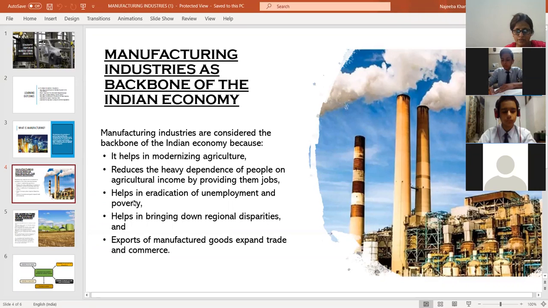Okay, next third point is helps in eradication of unemployment and poverty. So manufacturing industries are not only modernizing agriculture and minimizing the dependency of people on agricultural income, but also providing employment and removing poverty. Once you get a job, obviously you will not be a poor person. So the unemployment crisis can be minimized by the industries of our country.